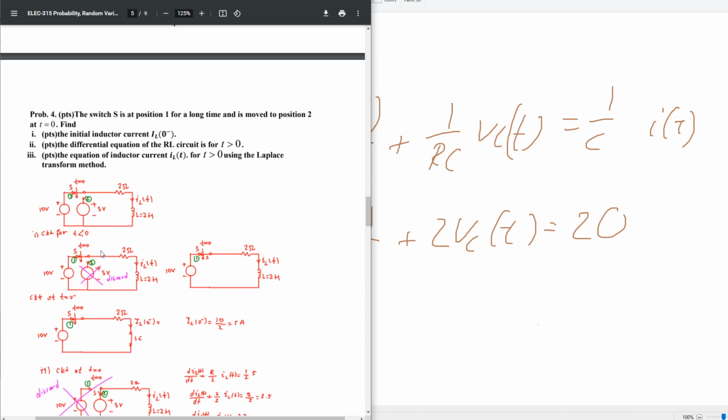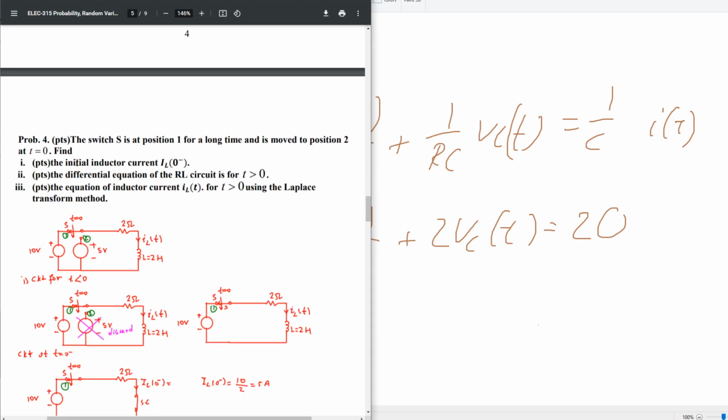So you have switch S. It is in position 1 for a long time and is moved to position 2 at t equal to 0. So it's in this position, and it moves to position 2 at t equal to 0. So let's take a look at this. You have a voltage source, a resistor, and an inductor. That's the whole circuit at first.